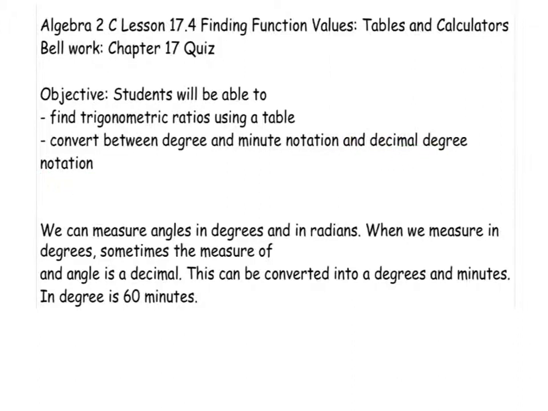notation. We can measure angles in degrees and in radians. When we measure in degrees, sometimes the measure of an angle is a decimal. This can be converted into degrees and minutes. 1 degree is 60 minutes.